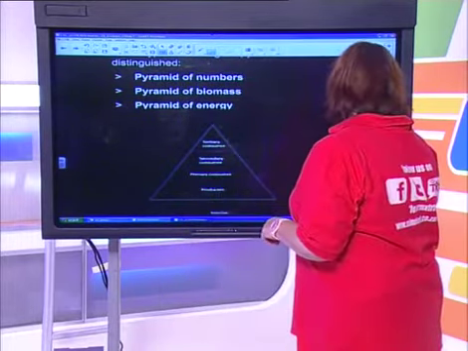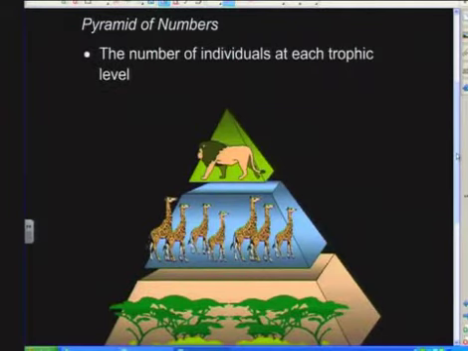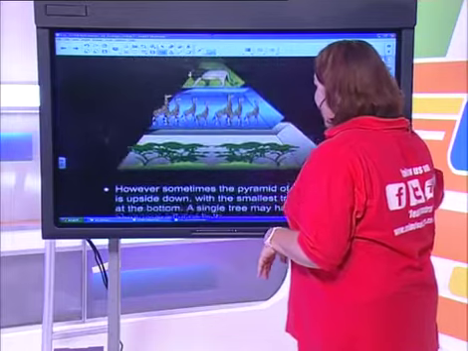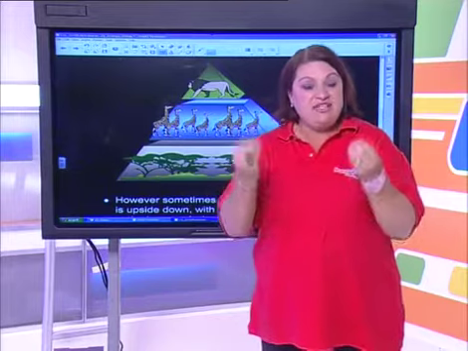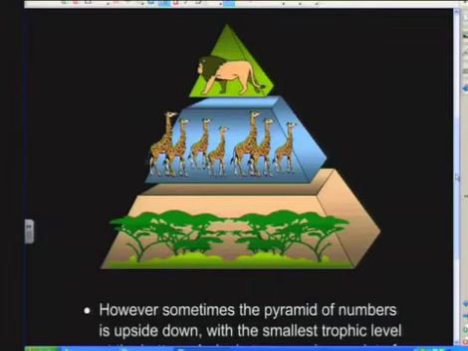Okay, let's start off with the pyramid of numbers. Very, very simple. Very often, just the heading of the pyramid is going to tell us exactly what it entails. Have a look at this pyramid. I haven't put anything in it. The pyramid of numbers is counting the number of individuals. So if you were to have a look at this pyramid, we've got 1, 2, 3, 4, 5, 6, 7, 8, 9, 10, 11, maybe 12 trees. How many giraffe? 1, 2, 3, 4, 5, 6, 7. Seven giraffe, one lion. It's a balanced ecosystem.